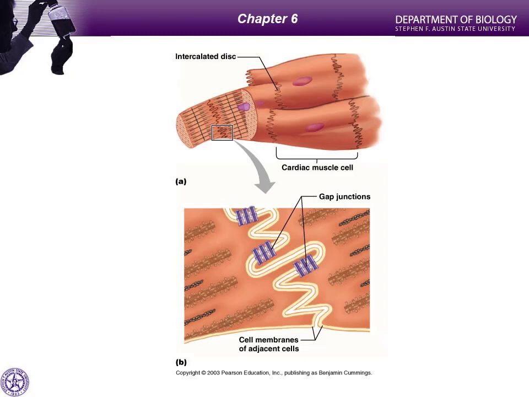So in this illustration, we can see at the top the woven, branching, interconnected nature of our cardiac muscle cells. And you see these squiggly dark lines right there? Those are our junctions between cardiac muscle cells.